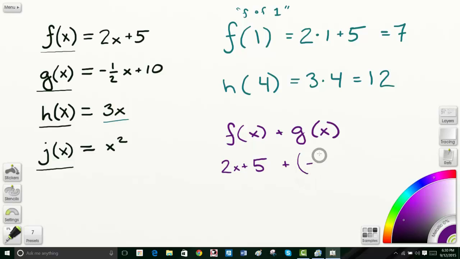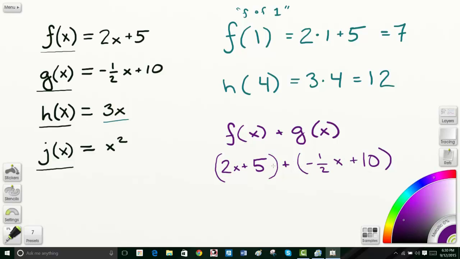Now I'm going to put both of these in parentheses. You don't have to, but it helps us to see the two different pieces. And you don't want to mix up the plus sign and the negative 1/2 here. So we have 2x plus 5, which is my f function, and negative 1/2 x plus 10, which is my g function, and I want to add them together.